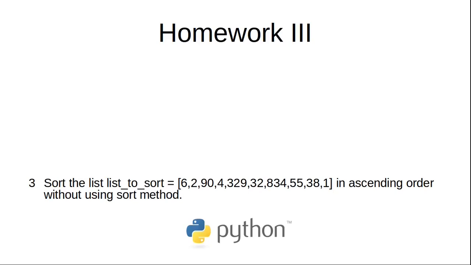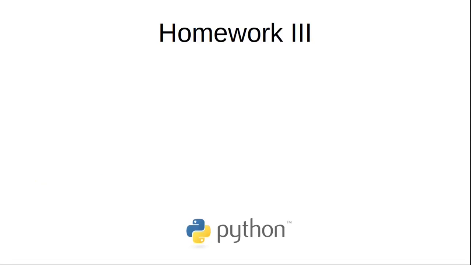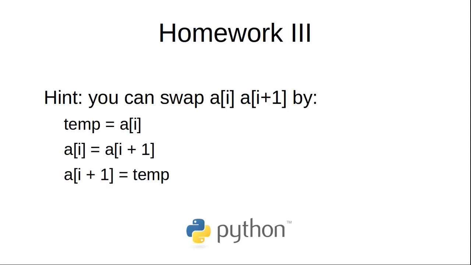Third question. Sort the list to_sort, 6, 94, etc., in ascending order without using the sort method. To solve the third question, you might need to swap two successive elements of a list. For example, you might need to swap a[i] with a[i+1].